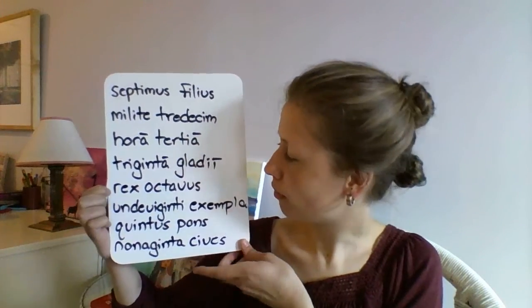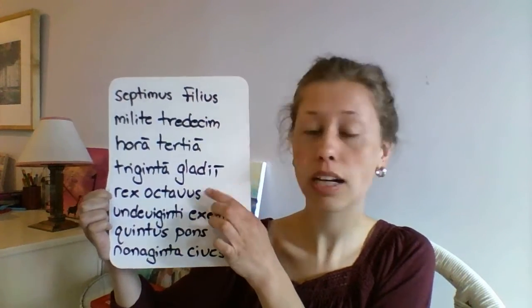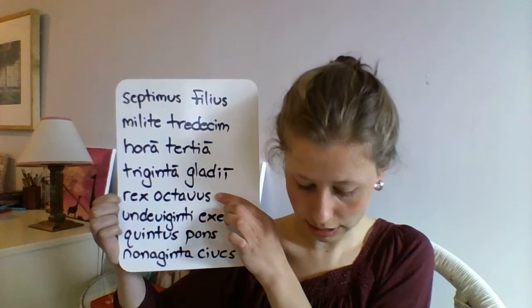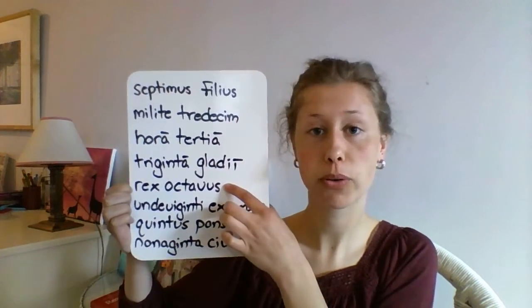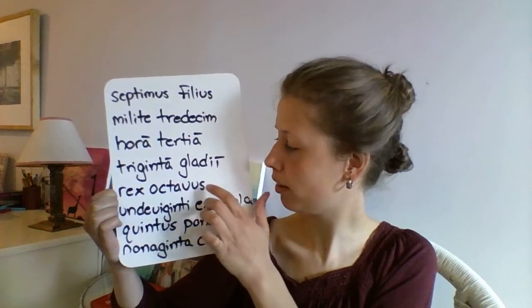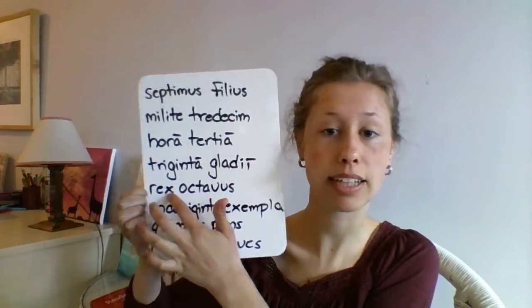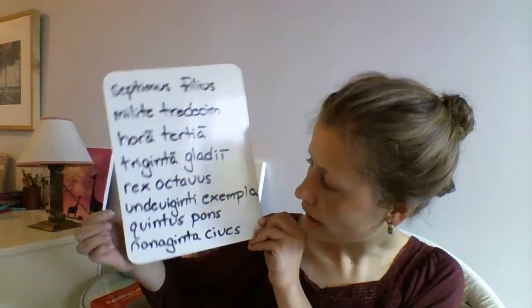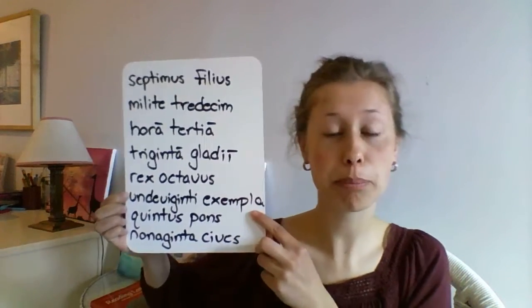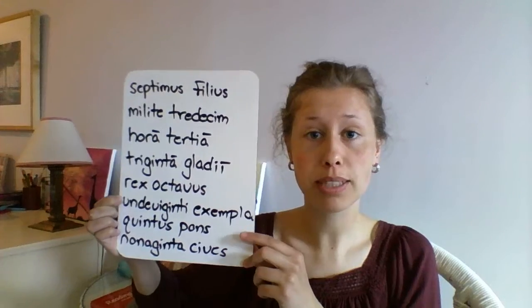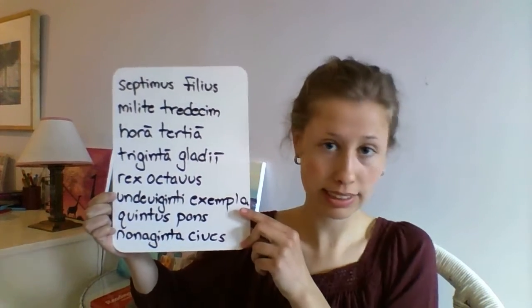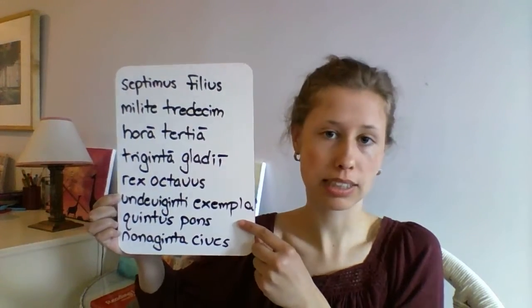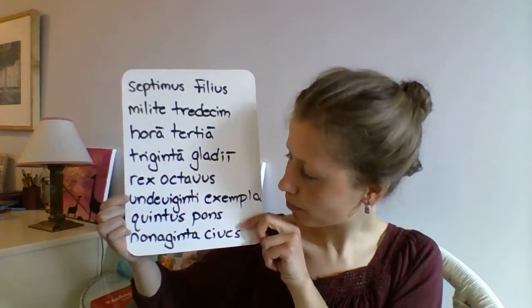Okay, we have rex octavus. Octavus is eighth. Oh, yeah, so eighth, us, agreeing with the masculine singular rex, so the eighth king. Then we have undeviginti exempla. Undeviginti means 1 from 20, so it means 19. And then exempla means examples, so 19 examples.